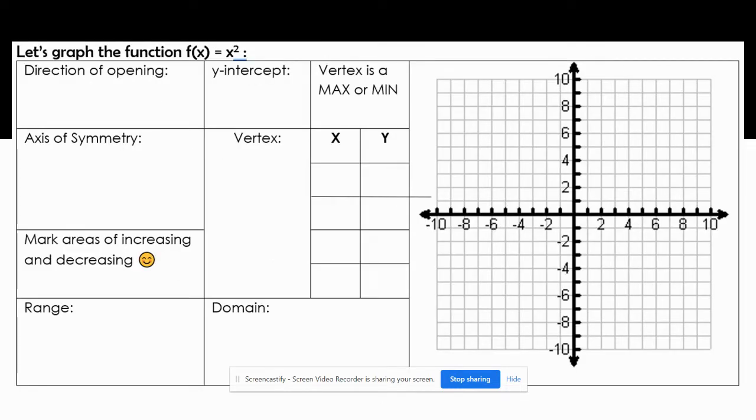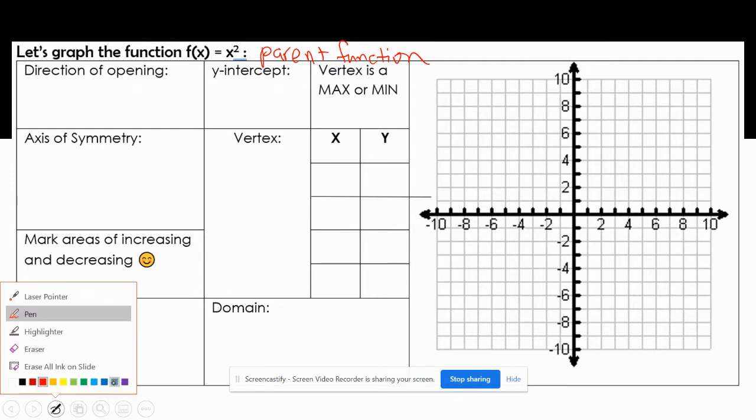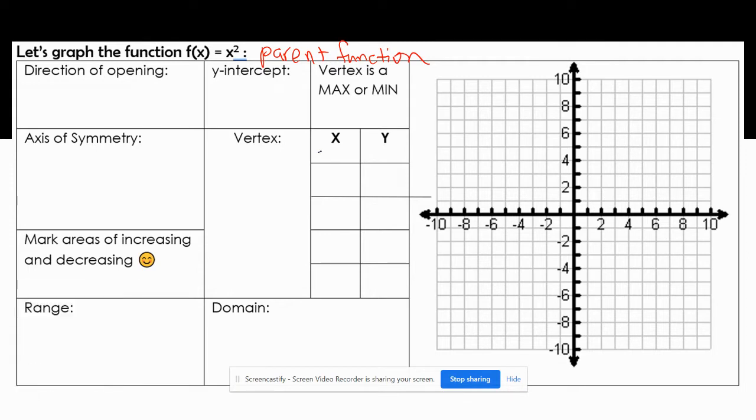We're going to start with our function f of x equals x squared. This is our parent function, so I'm going to note that up here. I'm going to make my xy table first, and I'm going to use -2, -1, 0, 1, and 2 for my x values.